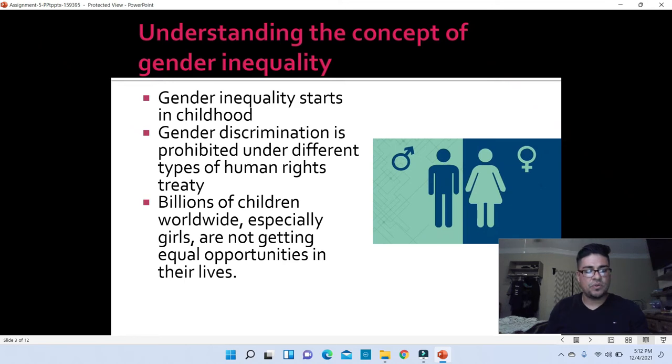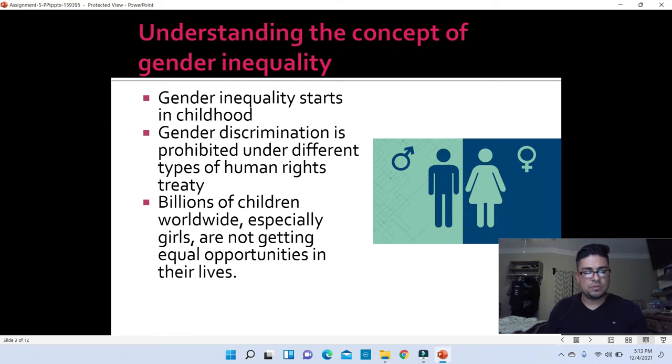By looking forward to the evaluation of gender inequality, it can be understood that there are billions of children worldwide, especially girls, who are not getting equal opportunity in their lives because of discrimination.